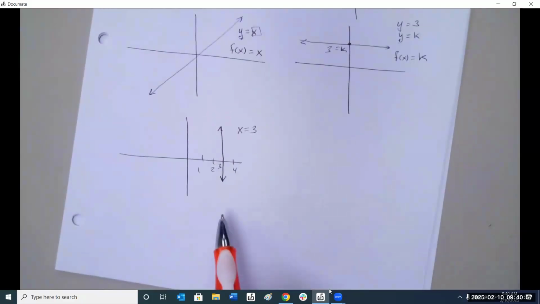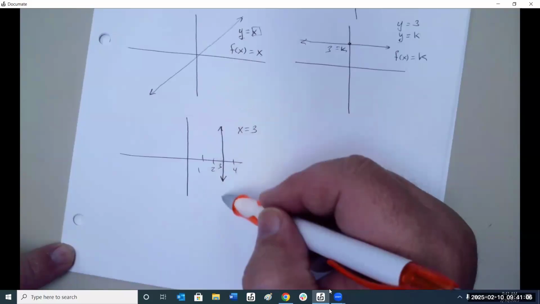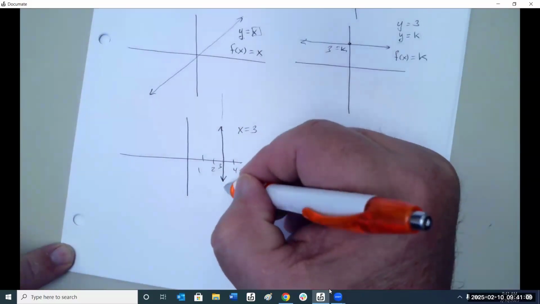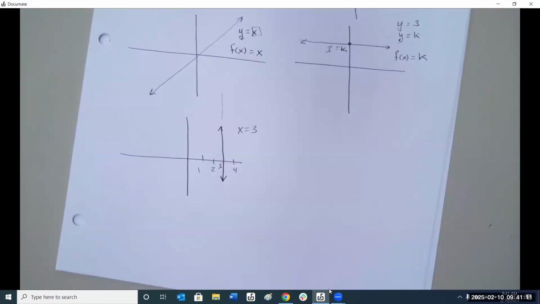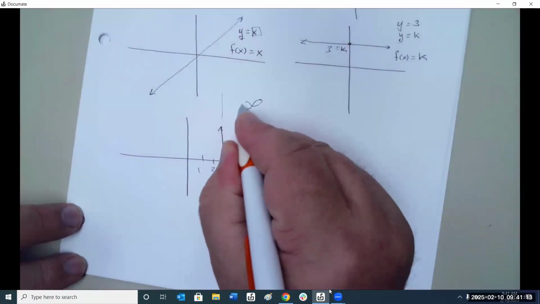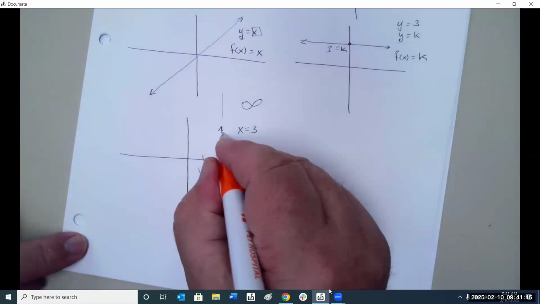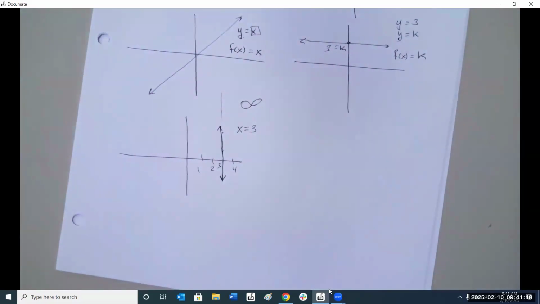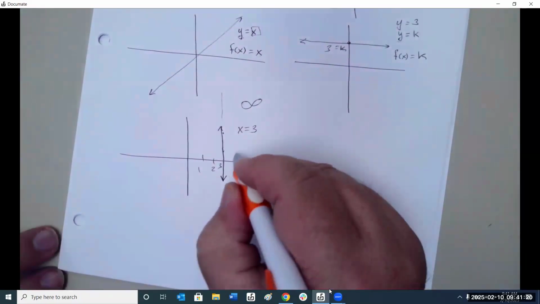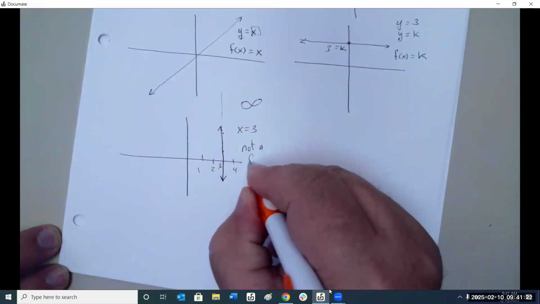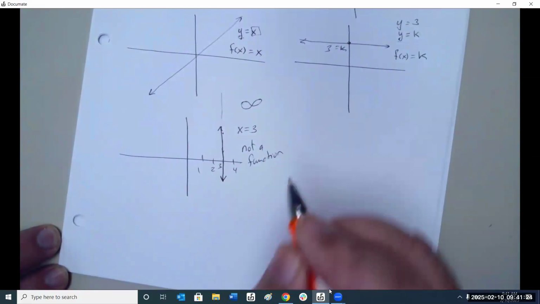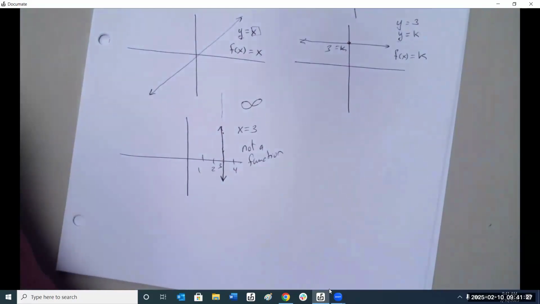Let me ask you again. Vertical line only touches the graph once. Is this a function? Let me ask you again. This is the graph of the function, right? If I draw a vertical line, how many times does it touch that graph? Every point is a vertical line. So this is not a function. It's not a function because it fails the vertical line test at every point.